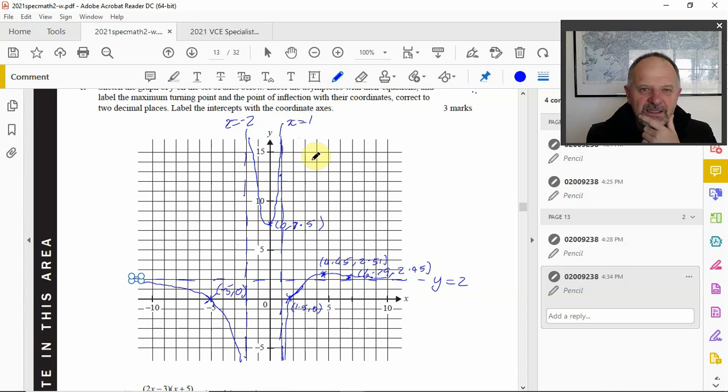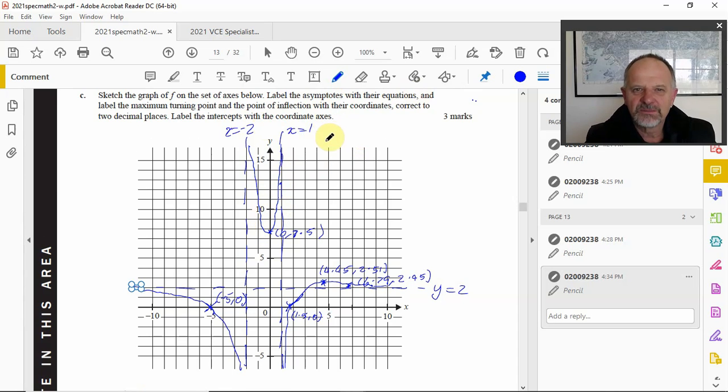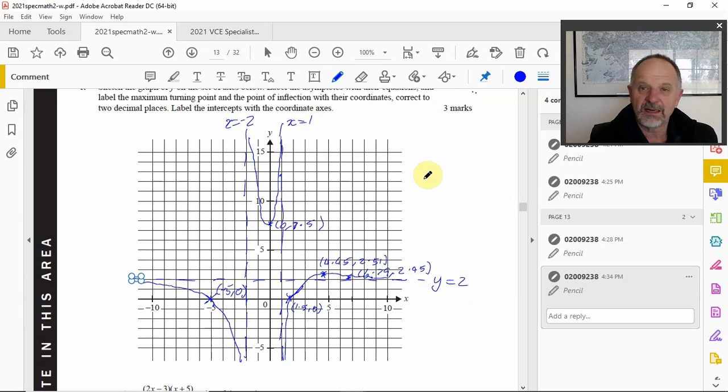Okay, so there's everything that we've been asked to do. So just double checking, label the asymptotes, I've labelled them, yes. Label the maximum turning point, yes. Point of inflection, yes. And intercepts with the coordinate axis there, and there. All right, so that's your 3 marks. A lot of stuff there. Make sure you label it, and as I said, it's a calculator job.